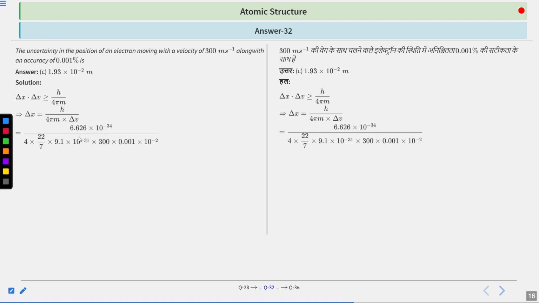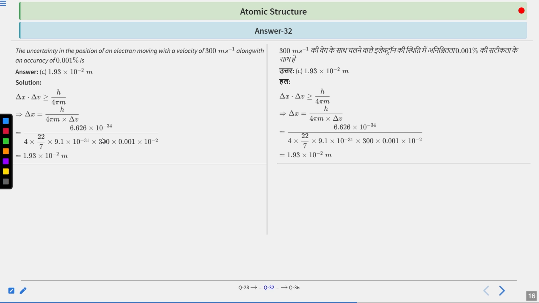If you put all these values here, h is what? H is your Planck's constant, 4 is constant, pi is 3.14 or 22 by 7, m is mass of electron, delta v is already given, which is 0.01% of what? 300. So we've done the same thing, 0.01% of 300. So this will give you 1.93 into 10 to the power minus 2 meter. So this will be your uncertainty in position.